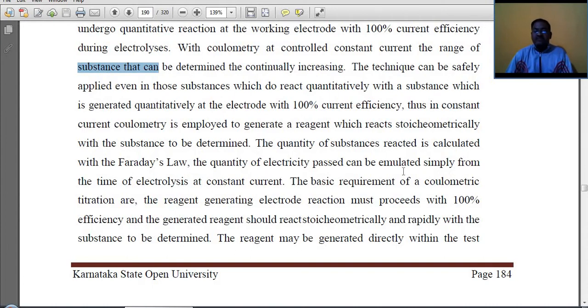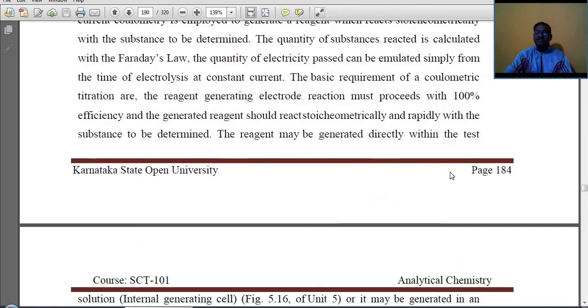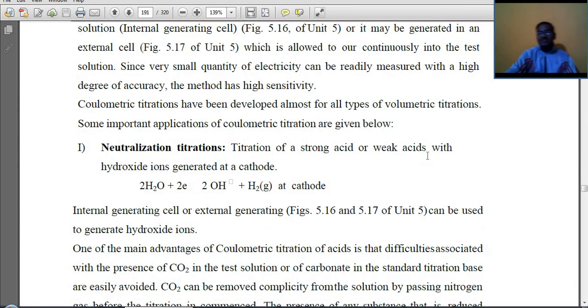The quantity of substance reacted is calculated with Faraday's law. The quantity of electricity passed can be evaluated simply from the time of electrolysis at constant current. Okay, just to go through that, these are the very important applications of this coulometric titration. Coulometric titrations have been developed for almost all types of titration.